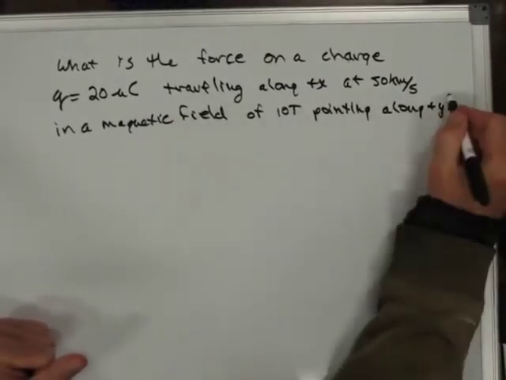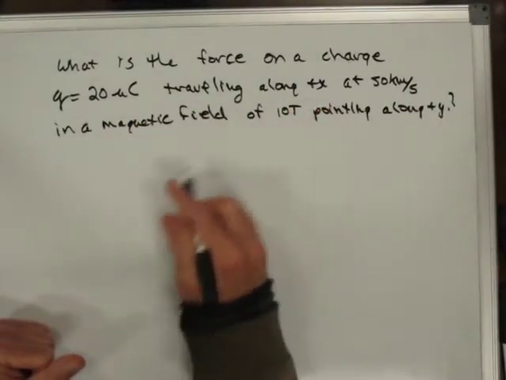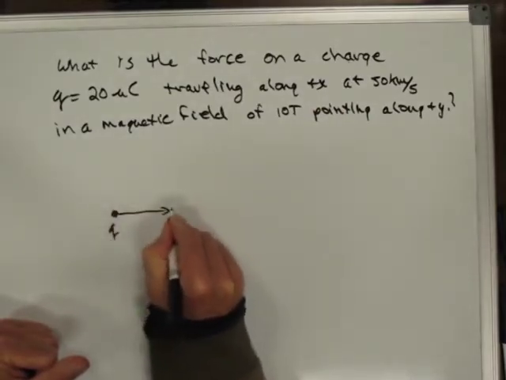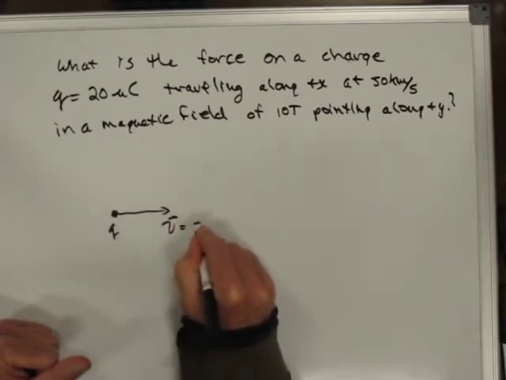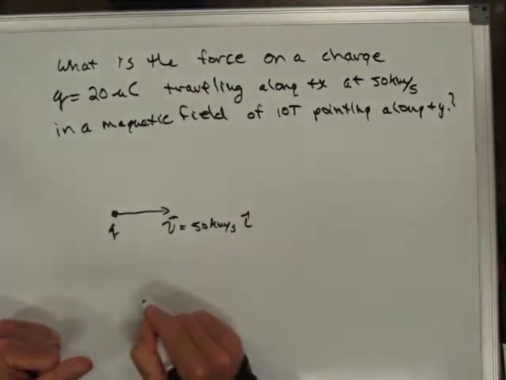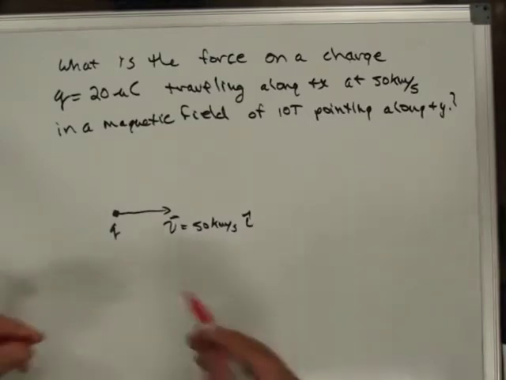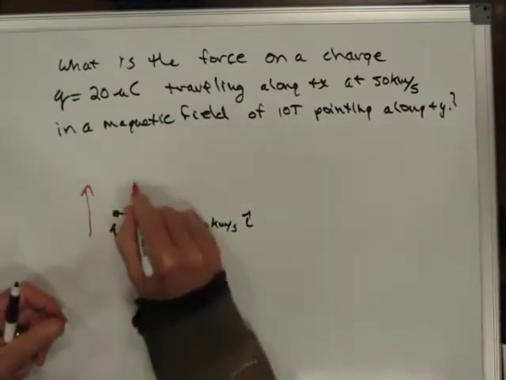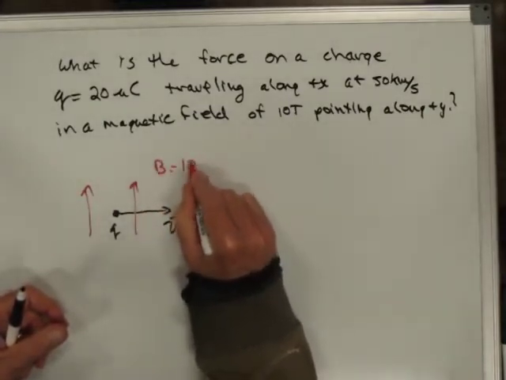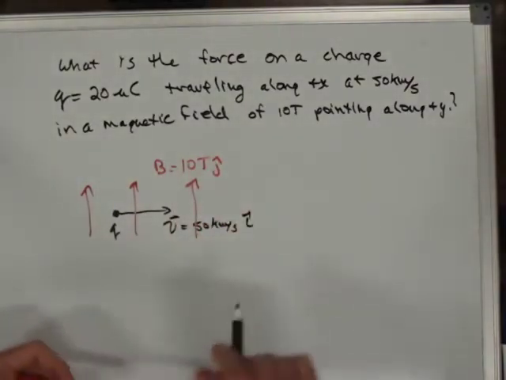So what is the force on a charge Q traveling along the positive x direction at 50 kilometers per second? And so here's my Q, and it's going this way at v equals 50 kilometers per second I hat in a magnetic field, which is 10 Tesla J hat, right?